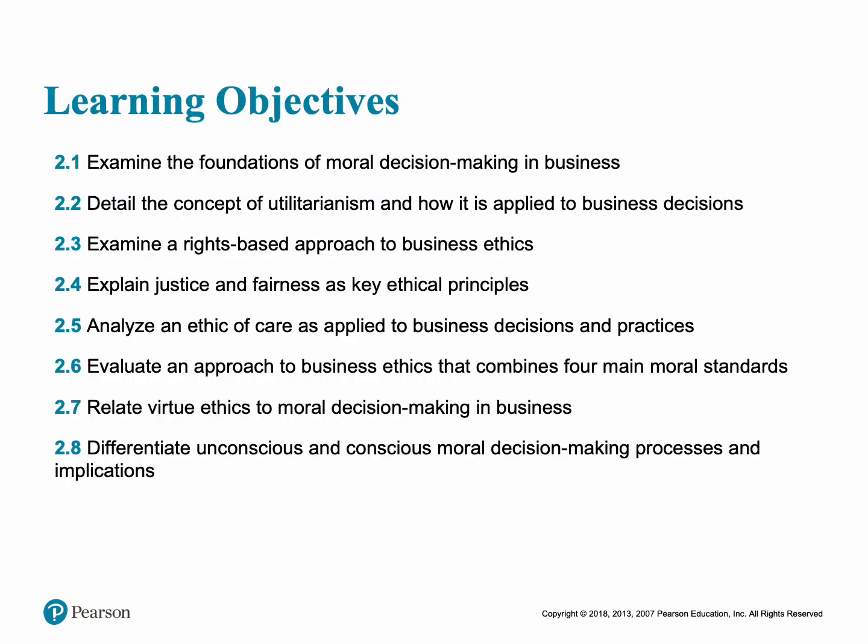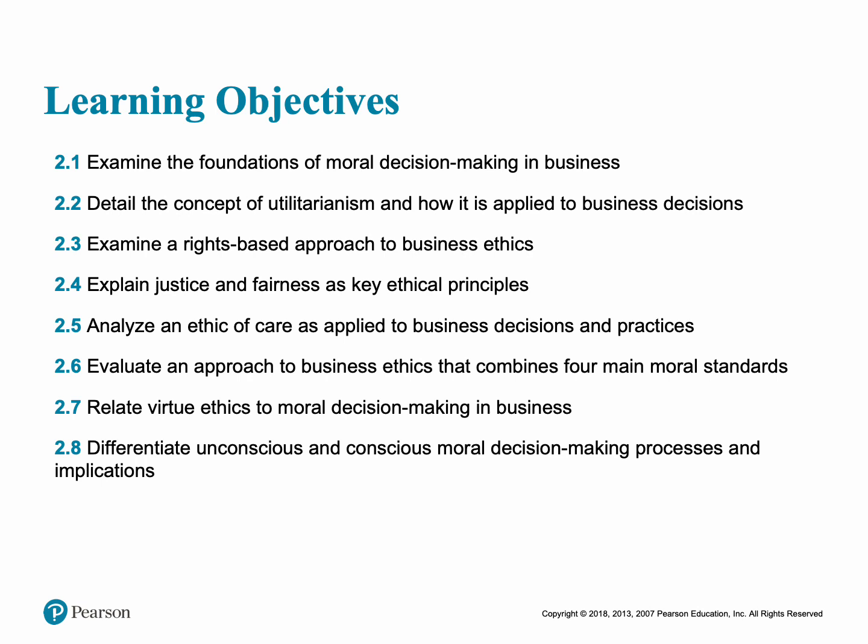So our learning objectives for this chapter are as follows. Number one, we're going to look at the foundations of moral decision making in business. So coming to understand the different theories and why they're important. We'll discuss the concept of utilitarianism, first of all, and how that is applied. Then we'll look at the rights-based approach, which is universalism, and the universalist approach to business ethics.